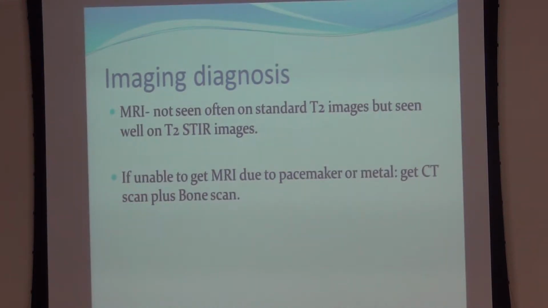If you're unable to get an MRI due to a pacemaker, or metal in the back, or something like a metal fragment in the eye, you would preferably get a CT scan plus add a bone scan just to make sure that it's an acute area of inflammation.